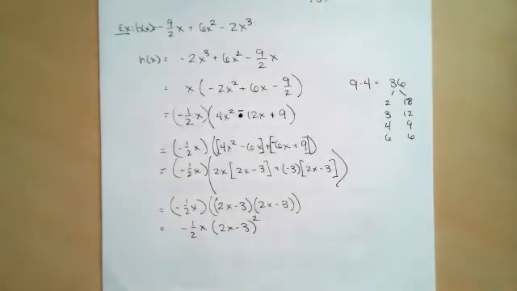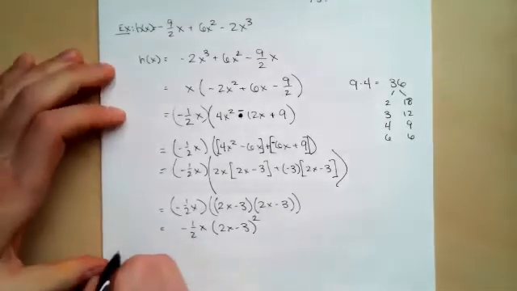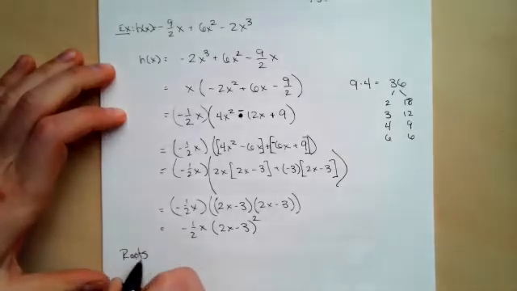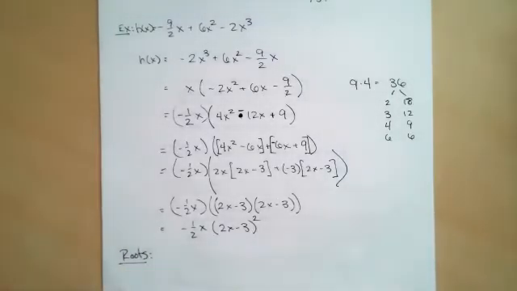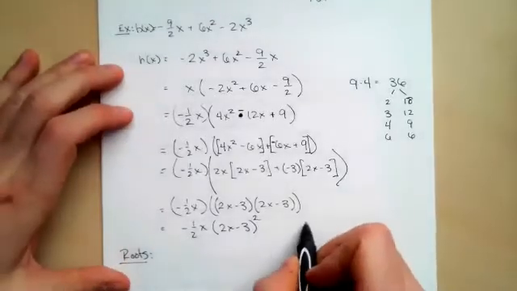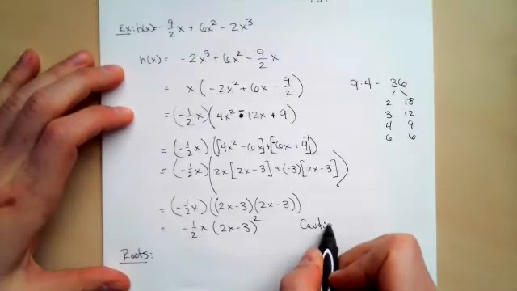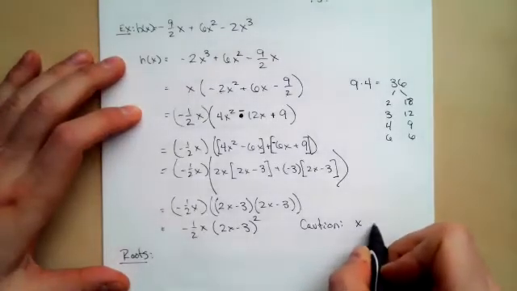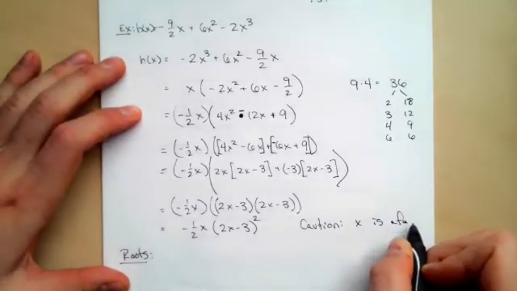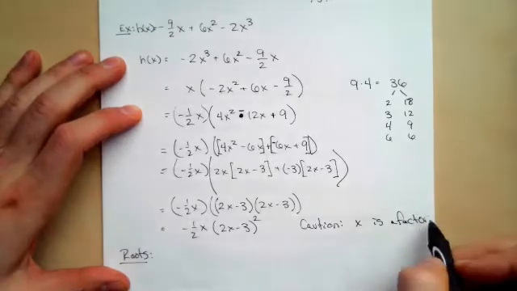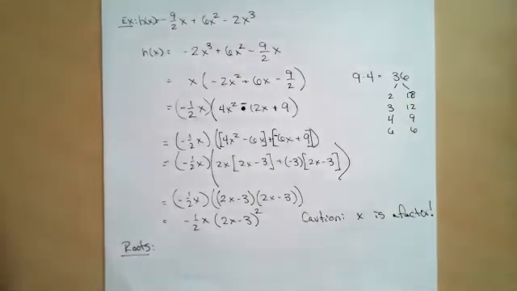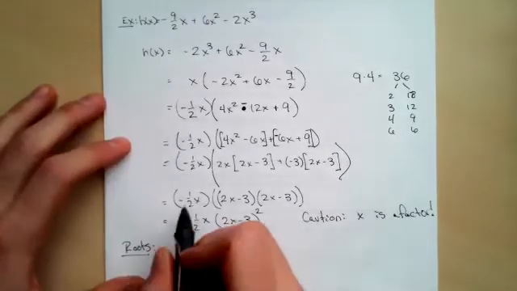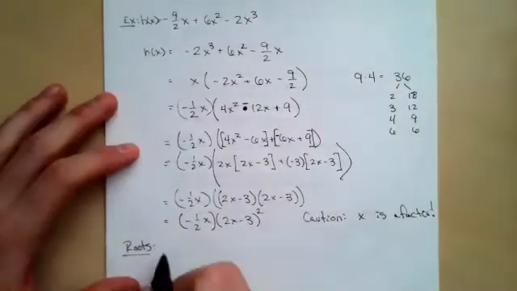This is a nice factored polynomial. And to find the roots, we set each factor equal to 0. So caution. X is a factor. This is a common mistake. This x here is a factor. Remember to count it. Anytime you factor out an x from a polynomial, we need to take this factor and set it equal to 0.